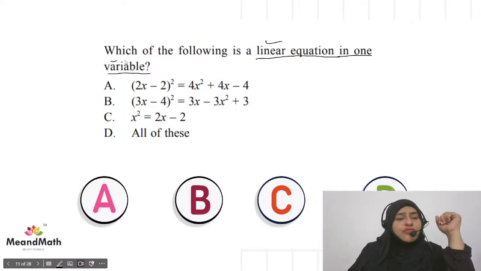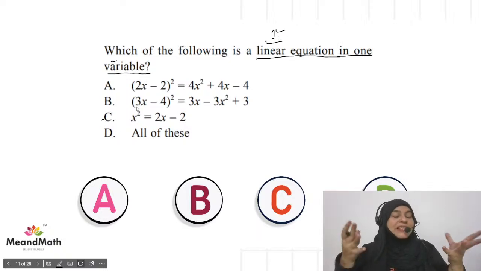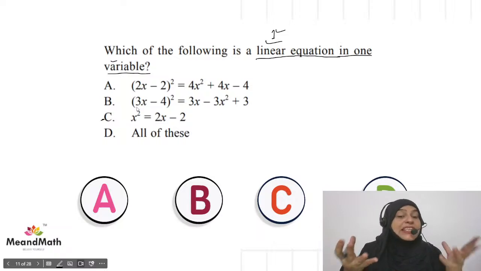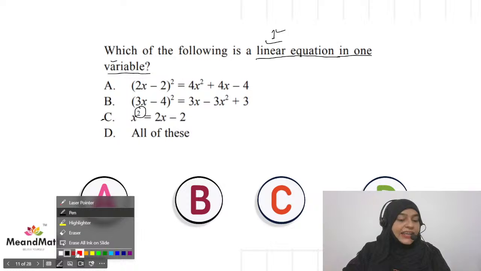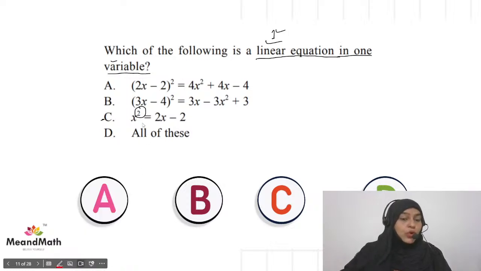So first of all, students, I told you that linear equation means the power or the degree should be equal to 1. But you can see in option C, the degree. What does it mean, degree? Degree means highest power. So here, in option C, the highest power is 2. So it is not a linear equation. Option C is not a linear equation.